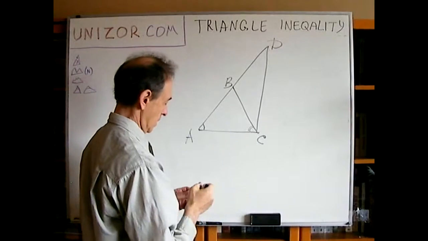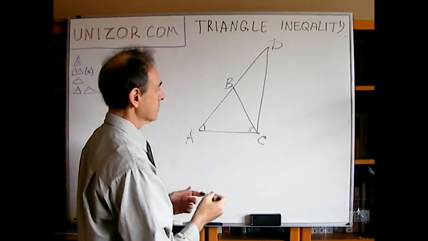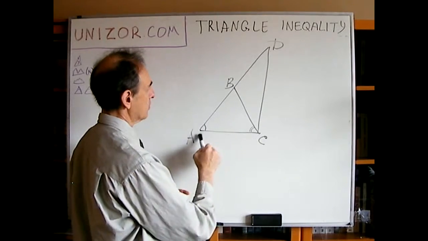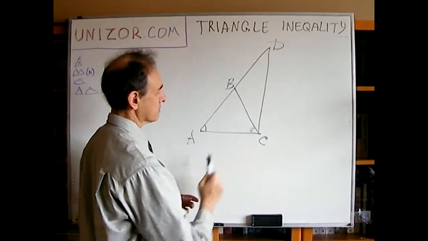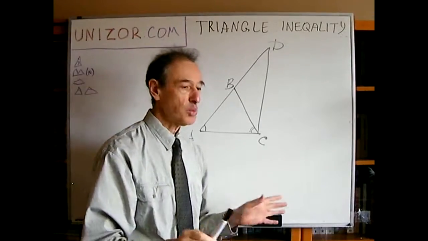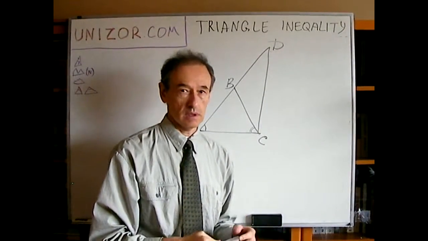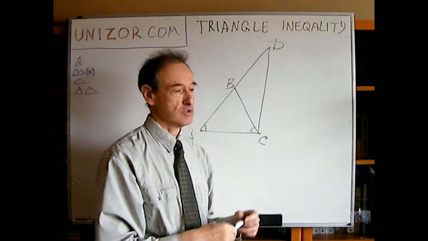this one. Alright, so based on this theorem, I will prove that in the triangle ABC, the sum of AB plus BC will be greater than AC. I can always assume that AC is the longest side of the triangle. It's just easier this way.